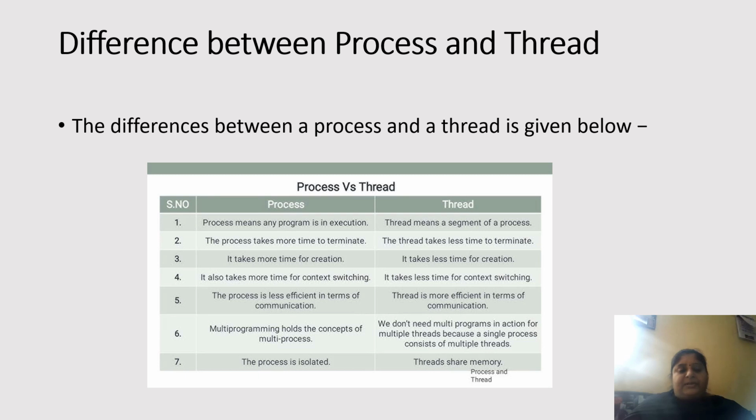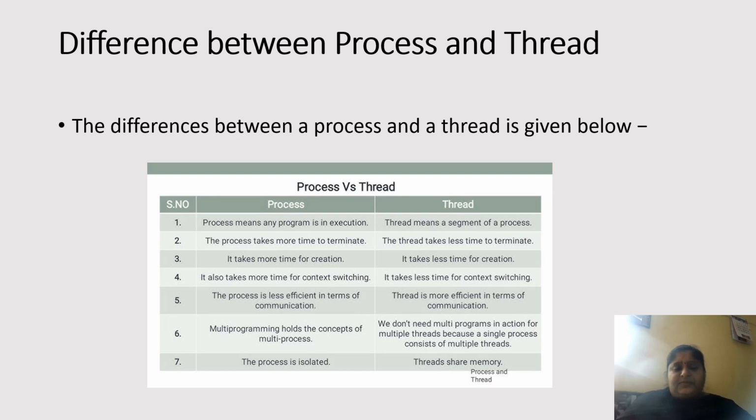Second point: a process takes more time to terminate. A thread takes less time to terminate since it has a short lifetime. There are so many threads in each process, so the thread takes less time to terminate. A process takes more time for creation, but a thread takes less time for creation. A process also takes more time for context switching, but a thread takes less time for context switching.